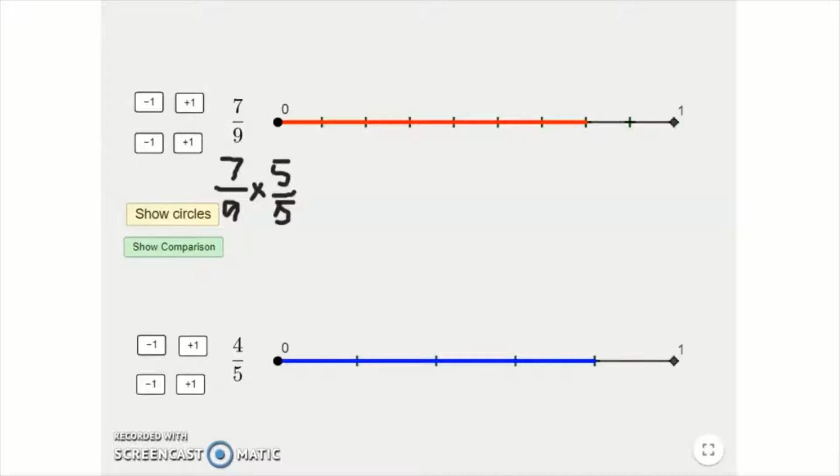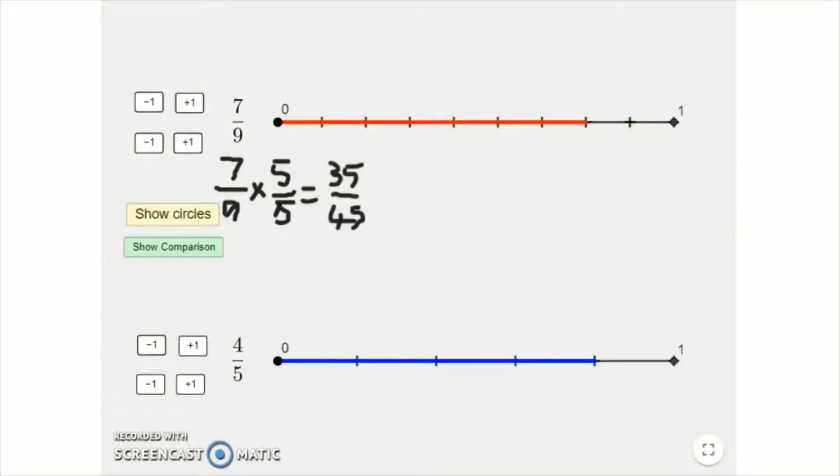This is just a big one. I'm multiplying by 1, so I'm not changing the size of the number. I'm just changing how it looks. 7 times 5 is 35. And 9 times 5 is 45. So 7/9 is the same as 35/45.